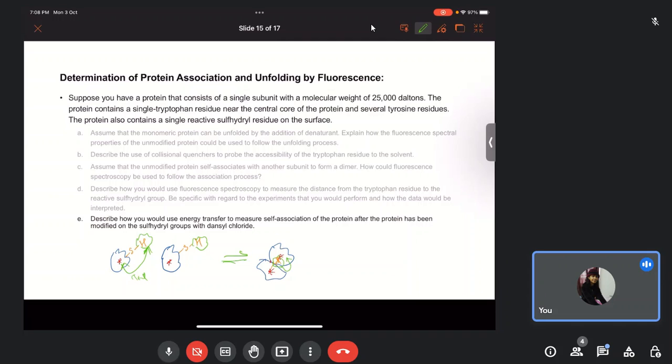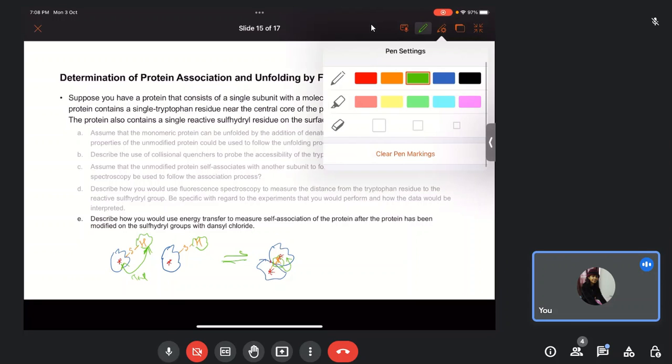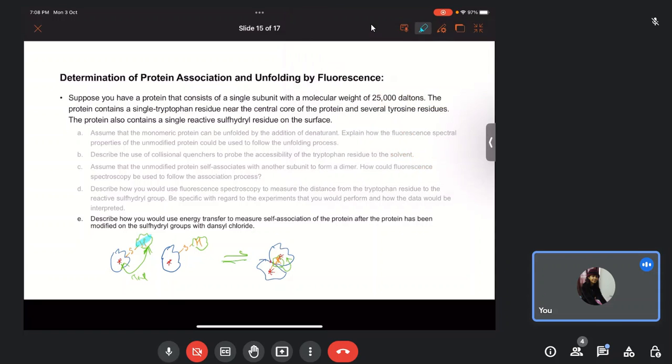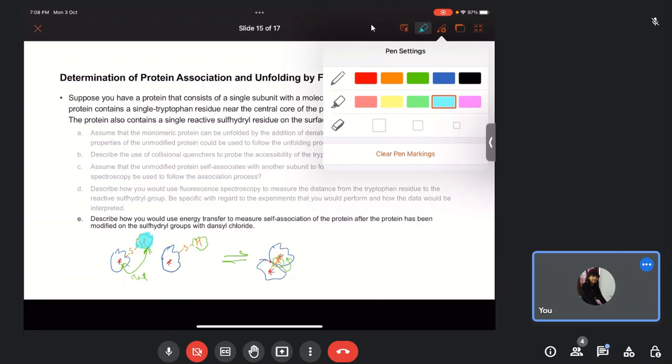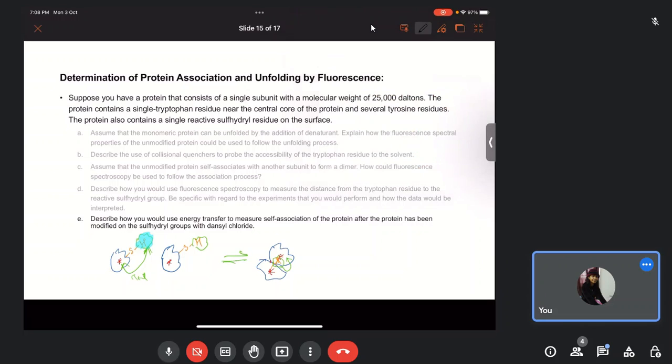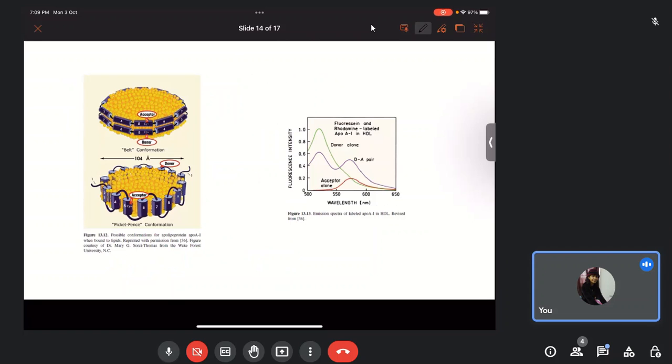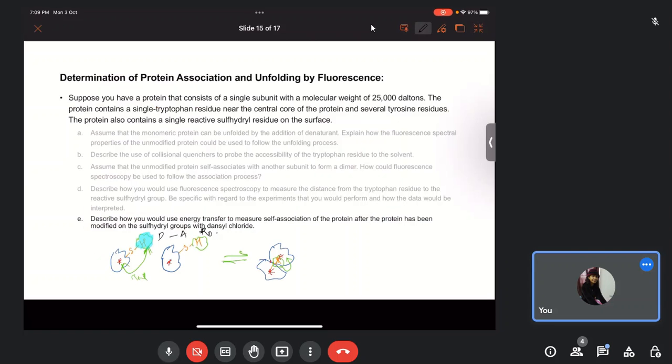The other way is you can differentially label these two residues. Basically, one can be dansyl chloride and the other can be fluorescein, for which you know the donor-acceptor Förster distance, and using that you can calculate the distance between these two fluorescent molecules. I know the last set of problems was a little lengthy. I just thought of explaining it to you in case you are interested.